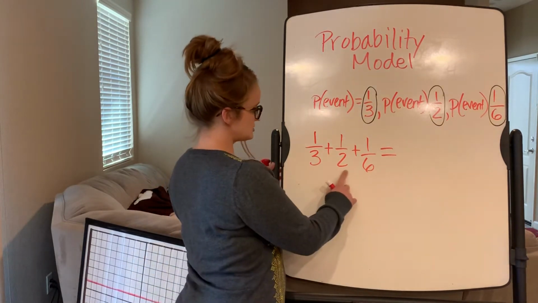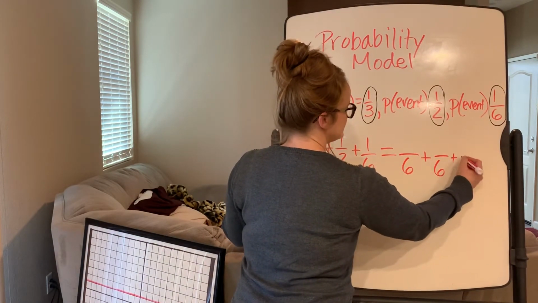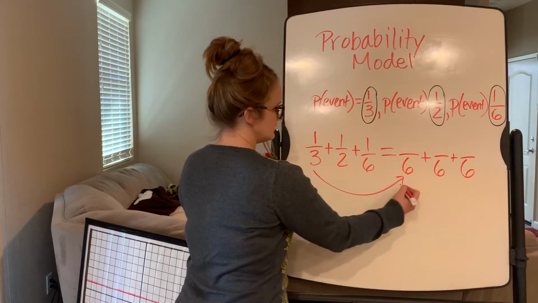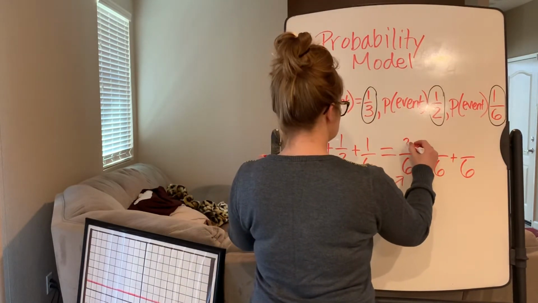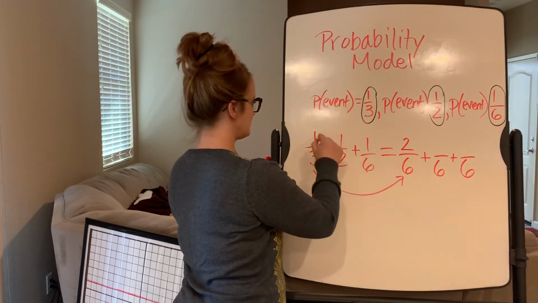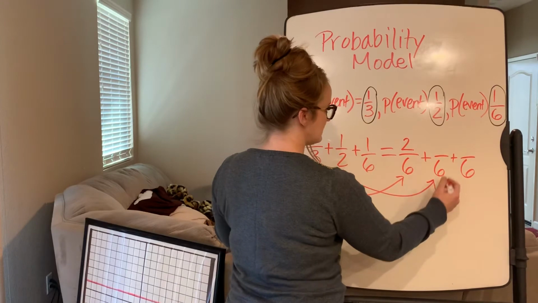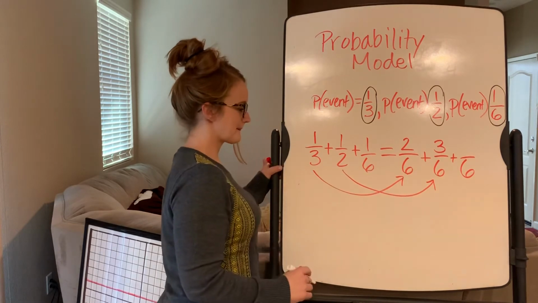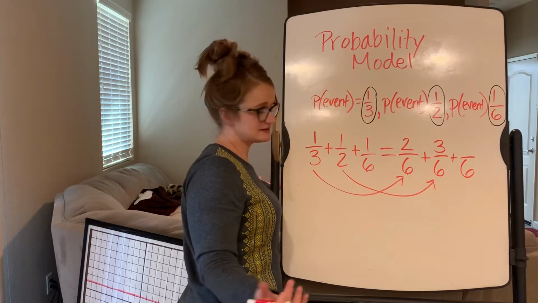So we can change each of these fractions so that they all have a denominator of 6, but they're still equal. If we rewrite 1/3 as something over 6, it would be 2/6, because 3 times 2 is 6, and 1 times 2 is 2. We can rewrite 1/2 as 3 out of 6, because half of 6 is 3. And 1/6 we get to leave the same because it already has 6 as the denominator.